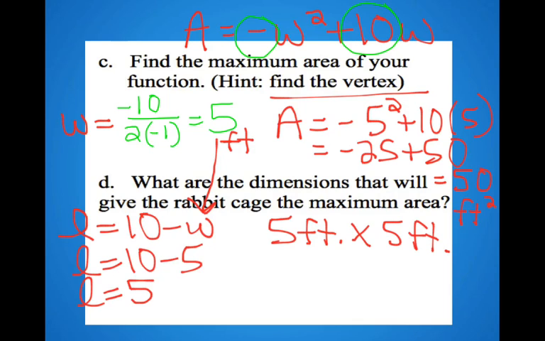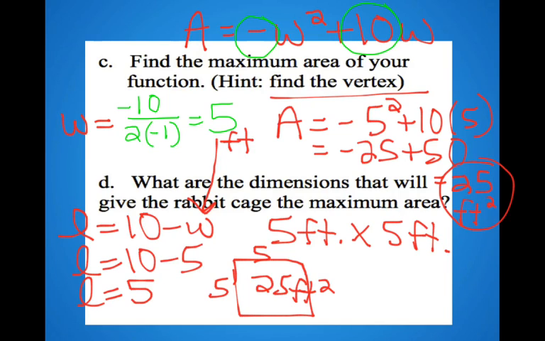And if you think about it, if you find the area of that, that would be 5 by 5, which would be 25 square feet, which again is, oops, I have to go back and fix that. So this is 25, that's a good little check there. Negative 25 plus 50 is 25 square feet. So that's the maximum. And you can tell when you multiply the length times the width, which again are the same, we get 25 square feet.